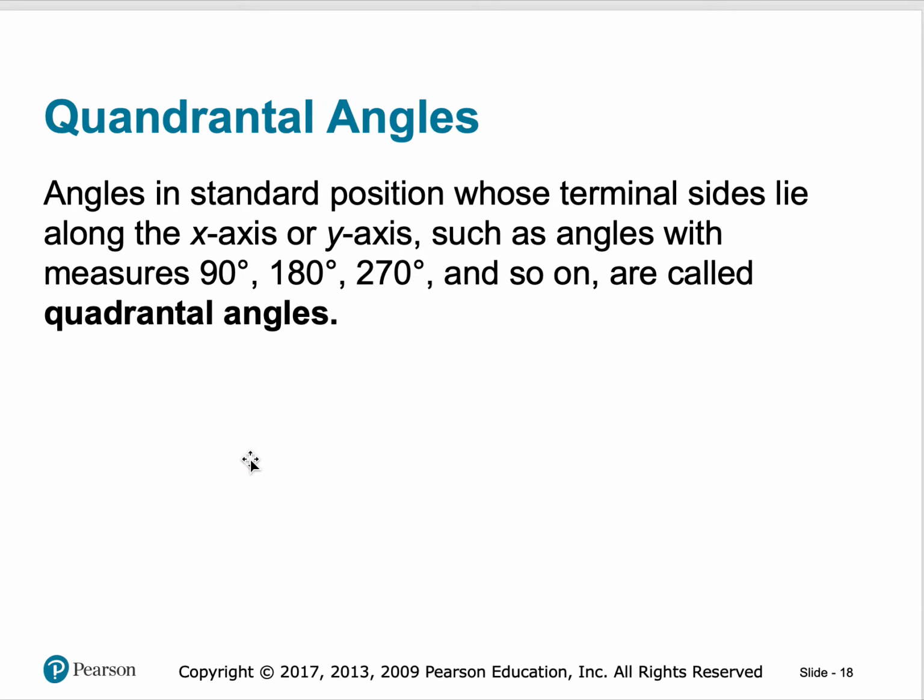When we deal with quadrants, we deal with what we call quadrantal angles. So we have the nice coordinate plane, and we have quadrant 1, 2, 3, and 4. Those angles at 90, 180, 270, and so on, because they're on an axis, are called quadrantal angles because they're directly on an axis.